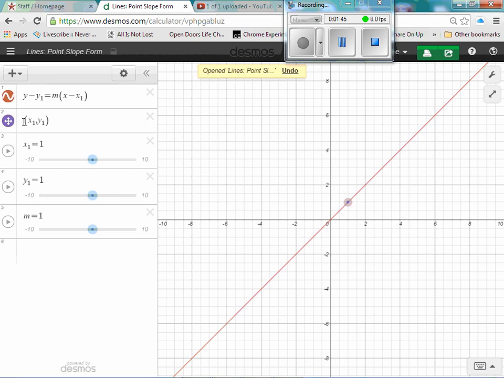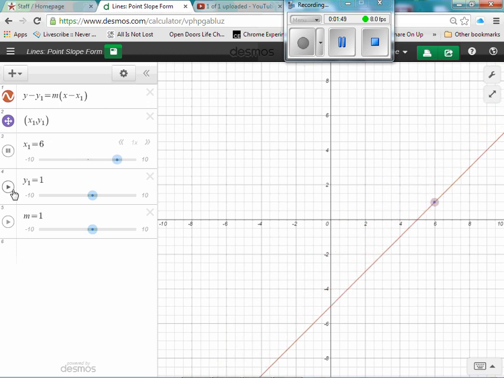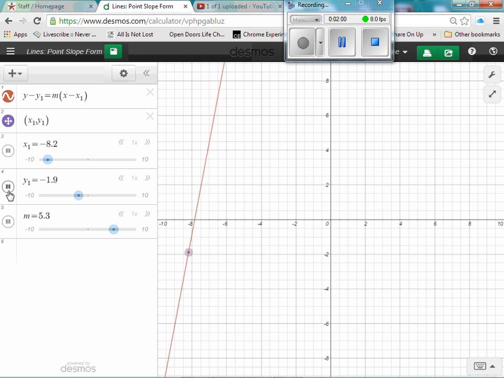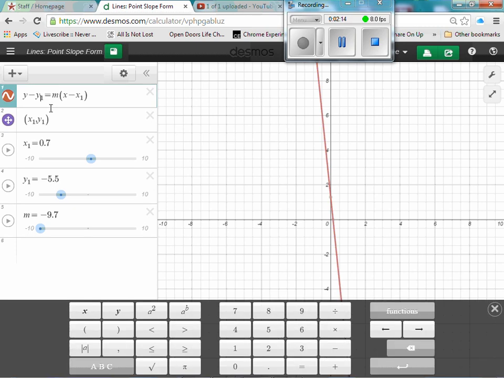Basically the same thing. So you can see here x1, y1, what changes in the point slope form, etc., and how the graph is changing. So let me just stop these. I'll pause them rather. Okay, let's say we just put some values in and see what the graph looks like.